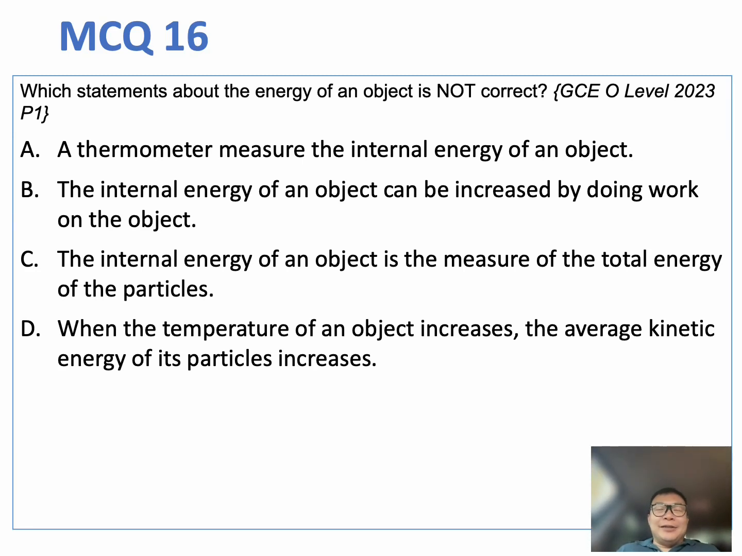This question is about the microscopic meaning of what internal energy is, and the answer to this question is A. So we need to know that internal energy is the sum of the kinetic energy and the potential energy of all the particles in a system. So when we know this, then we zoom into understanding what potential energy is and also understanding what kinetic energy is microscopically.